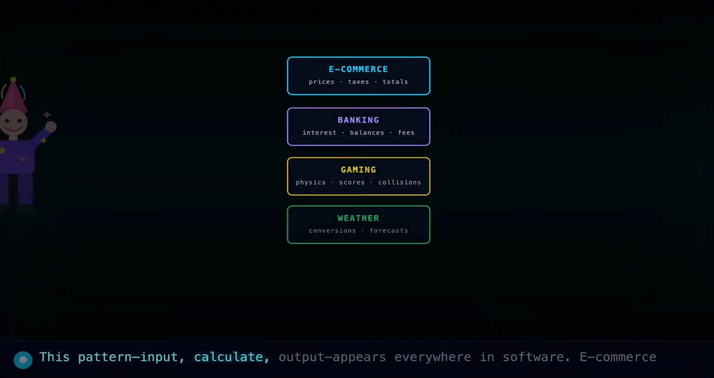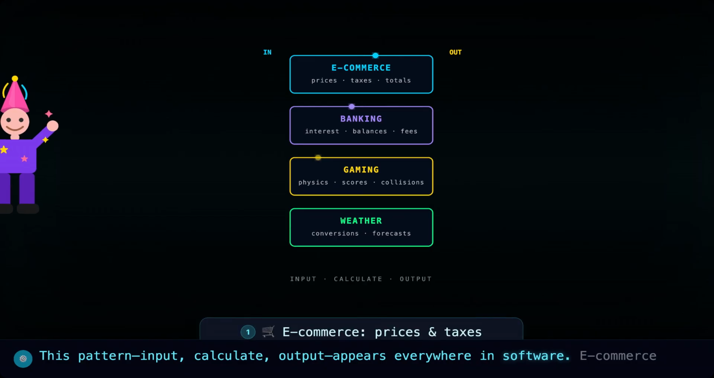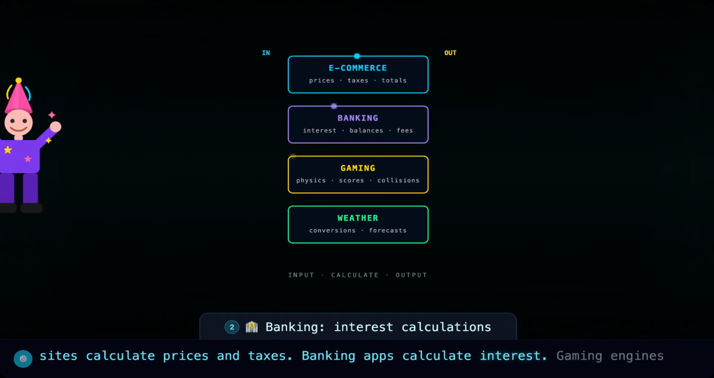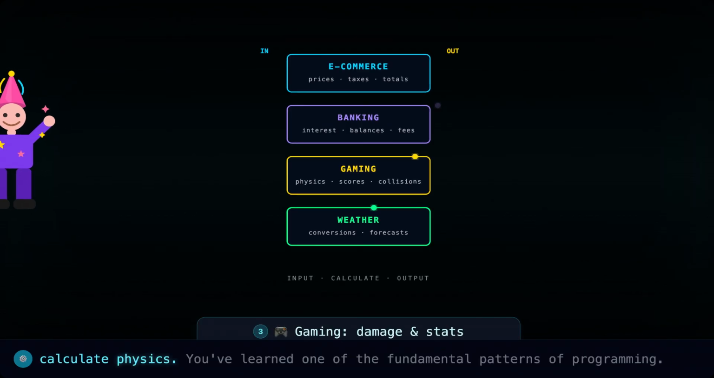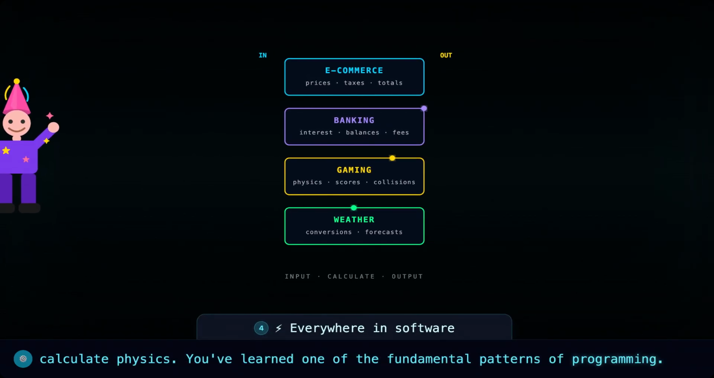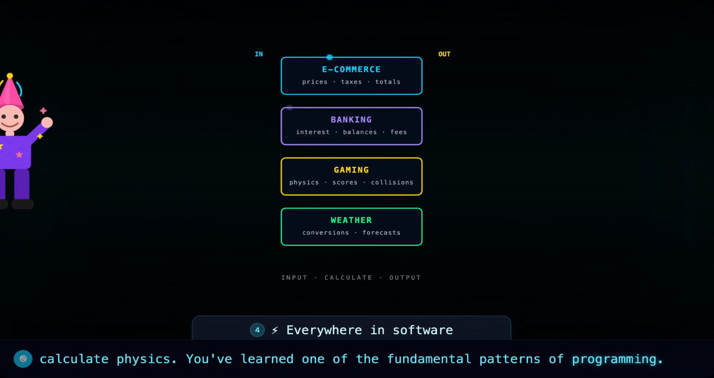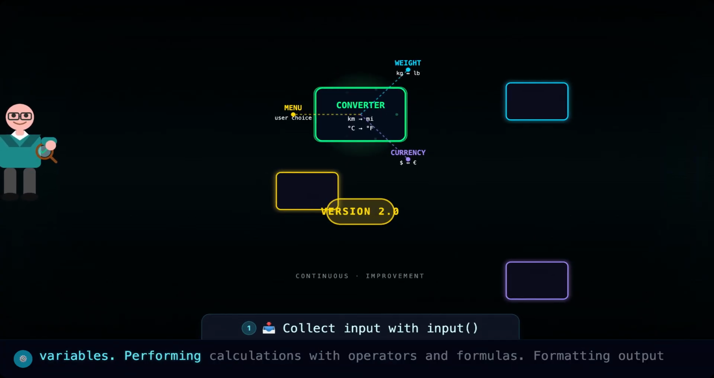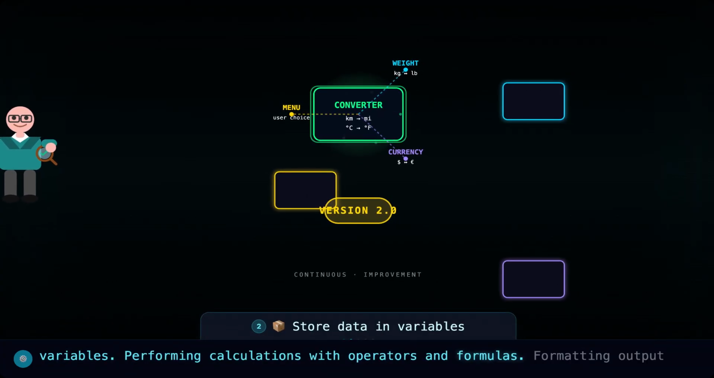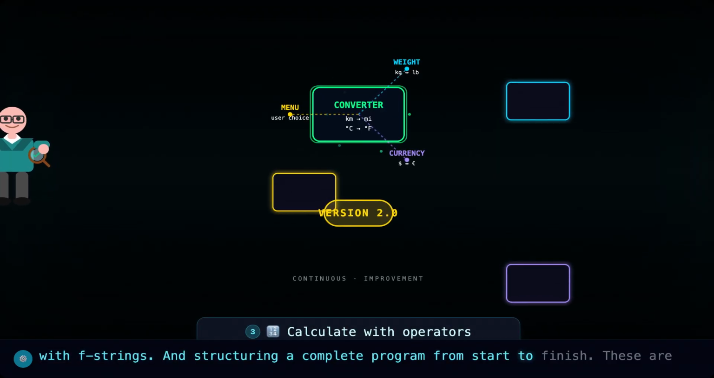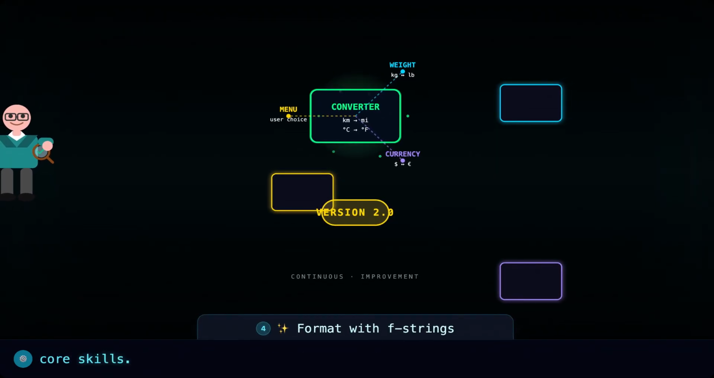This pattern, input, calculate, output, appears everywhere in software. E-commerce sites calculate prices and taxes. Banking apps calculate interest. Gaming engines calculate physics. You've learned one of the fundamental patterns of programming. You mastered collecting user input with the input function, storing data in variables, performing calculations with operators and formulas, formatting output with f-strings, and structuring a complete program from start to finish. These are core skills.